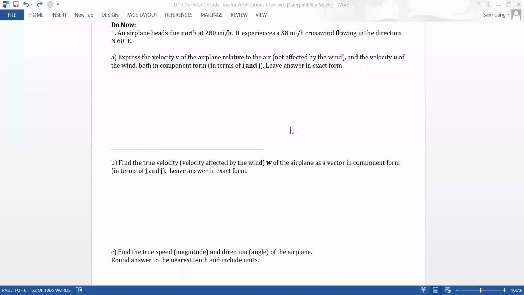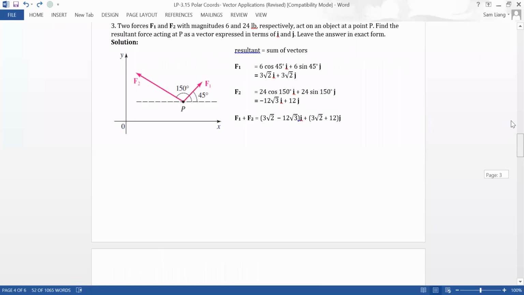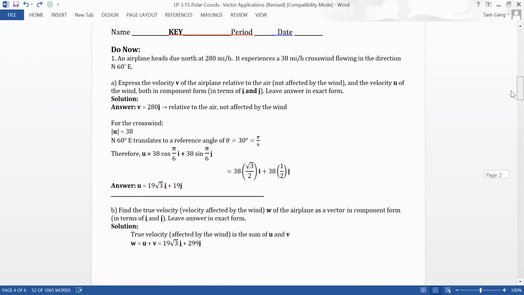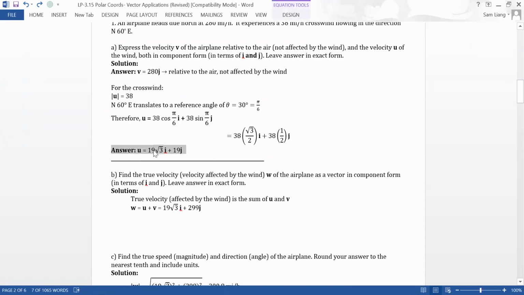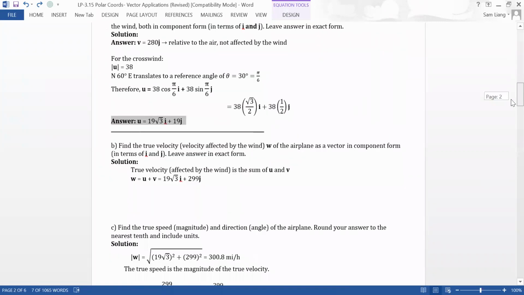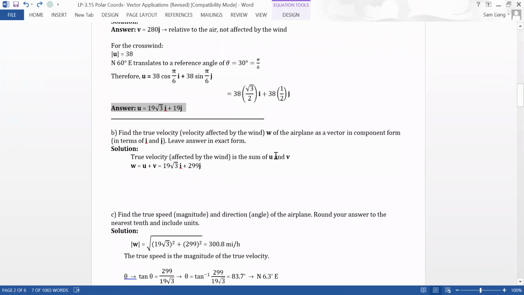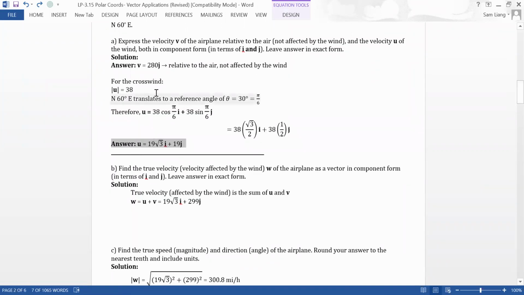All right, so let me pause you here. Let me go through the solution. Again, as a reminder, these are the two vectors we got from part A: 280j and 19 root 3 i plus 19j. For part B, the true velocity, we just sum u and v. So you just add these vectors here.